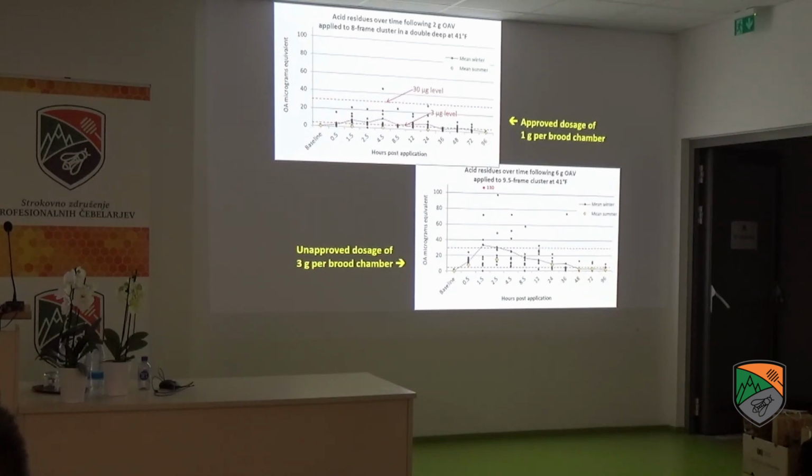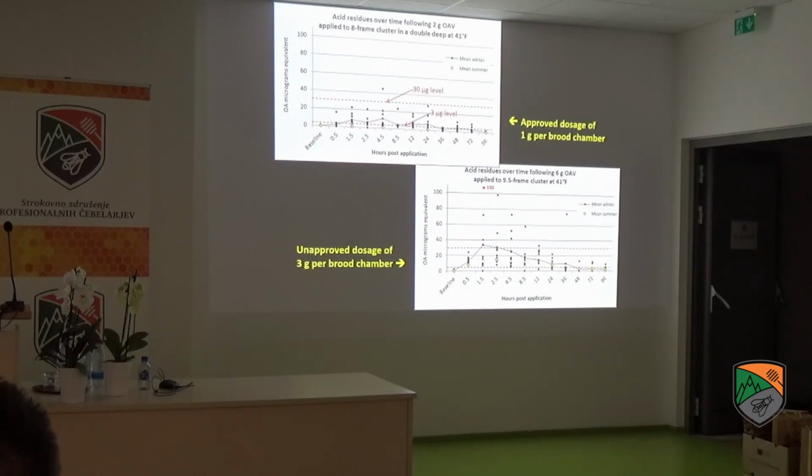Okay, so now this one, I put in 3 times the allowable dose. 6 grams of oxalic acid altogether for a double brood chamber, okay? Look at the difference. Here's a bee with 130 micrograms. Here's one just under 100 micrograms. A lot more in this high range than we saw at the allowed dose of oxalic acid.